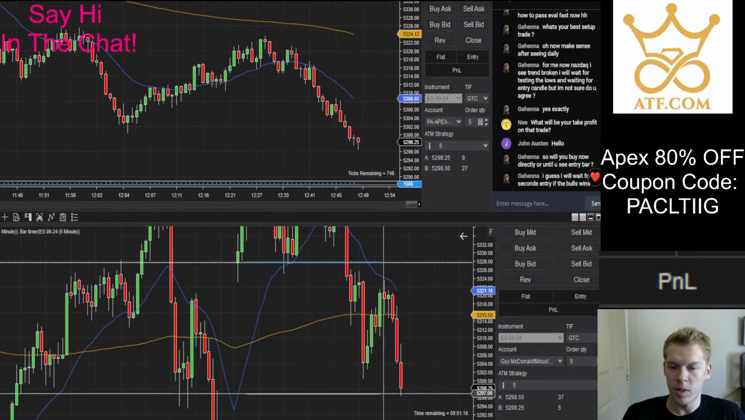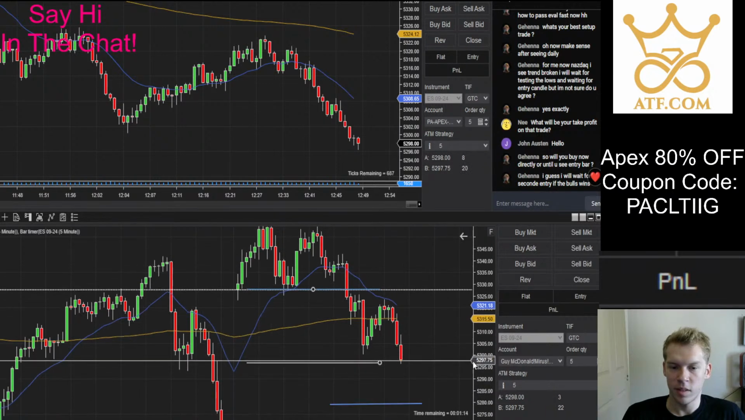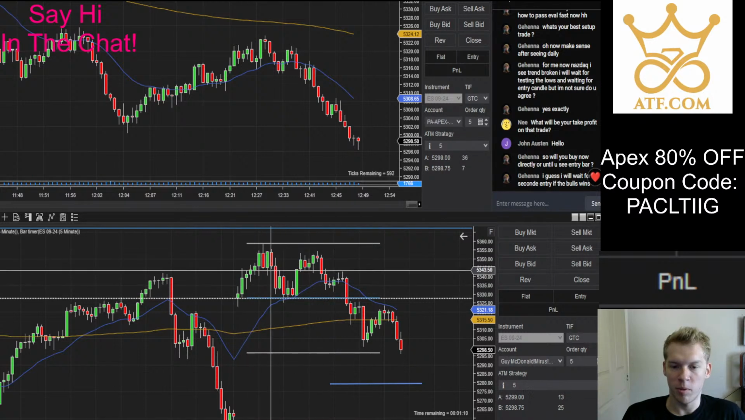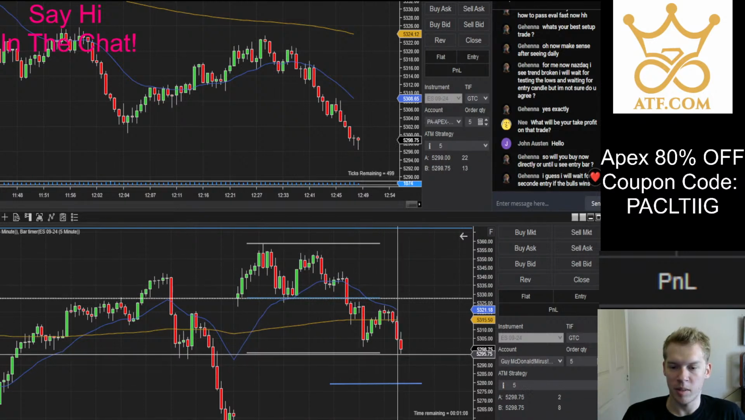So bears are testing the measured move down. So from this opening range, the measured move puts us here. Bears are testing that now.